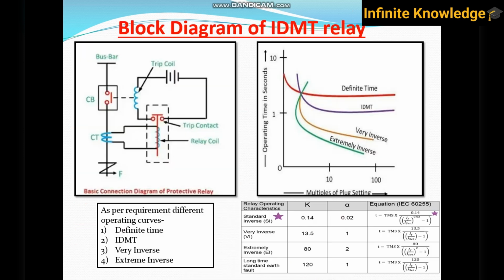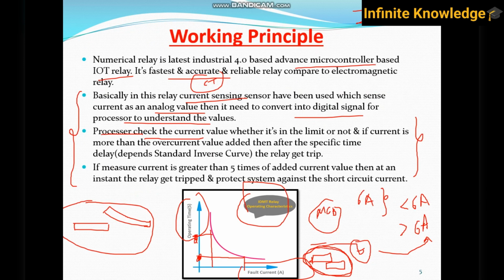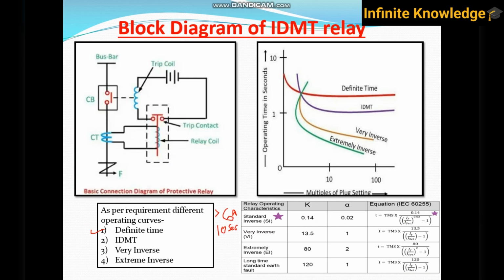There are some other types of relays also, like definite time. What is definite time? If your current is greater than 6 ampere, consider a 6 ampere MCB, then after some particular amount of time, say I set 10 seconds, after those 10 seconds my relay will trip. It will not change the time based on the current level, it just trips. That's why it's a fixed time. You can see here, definite time.